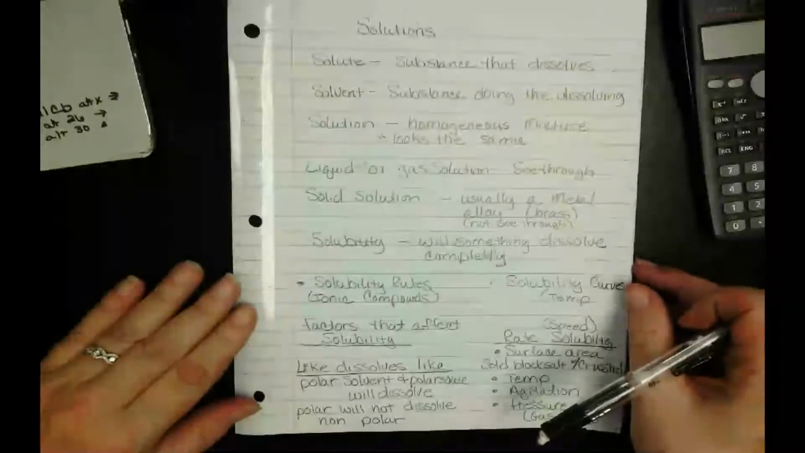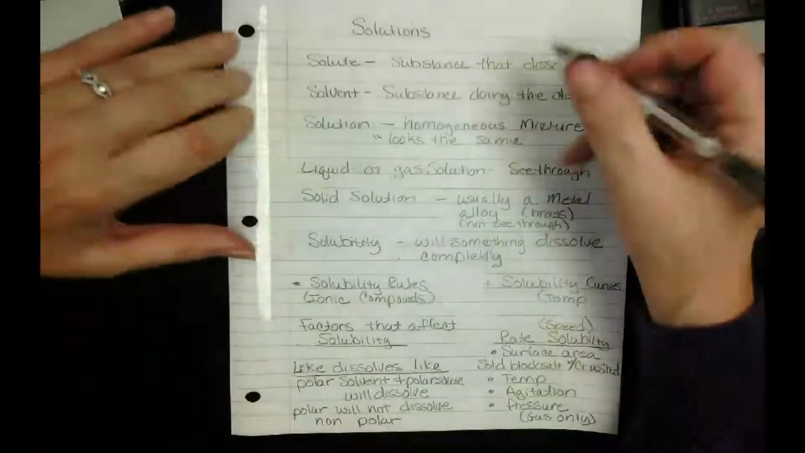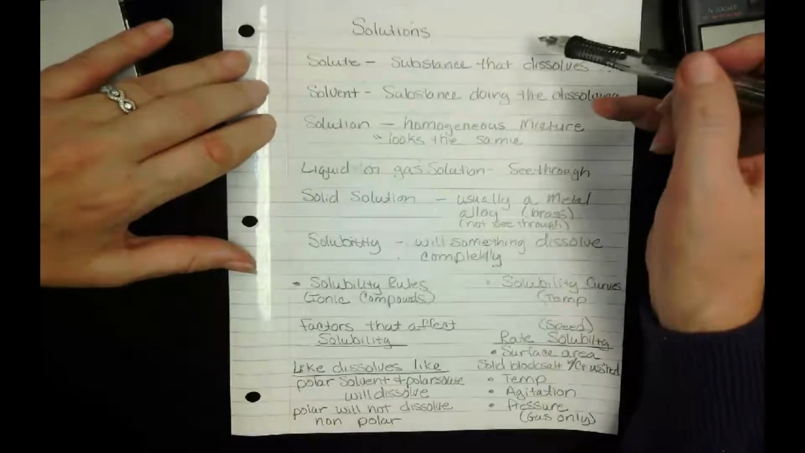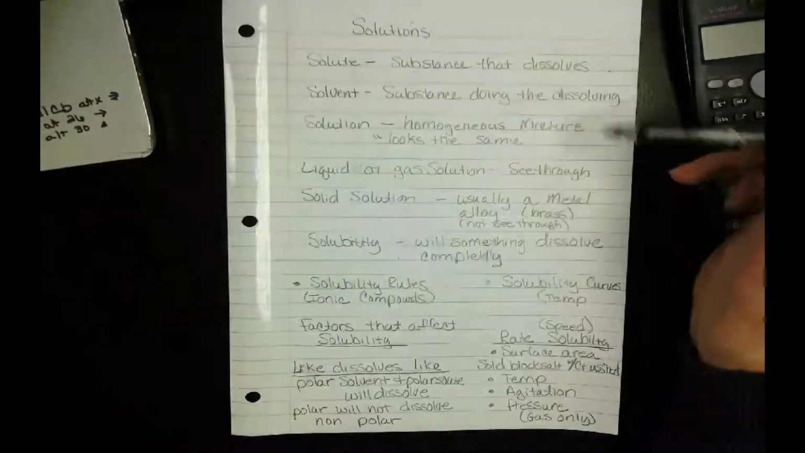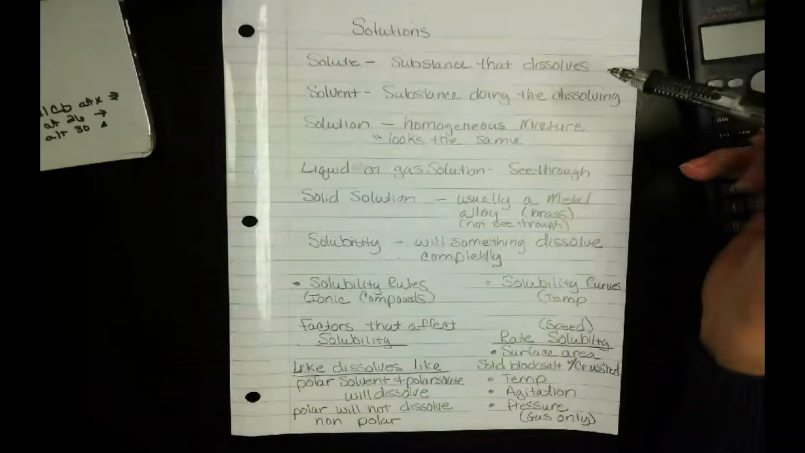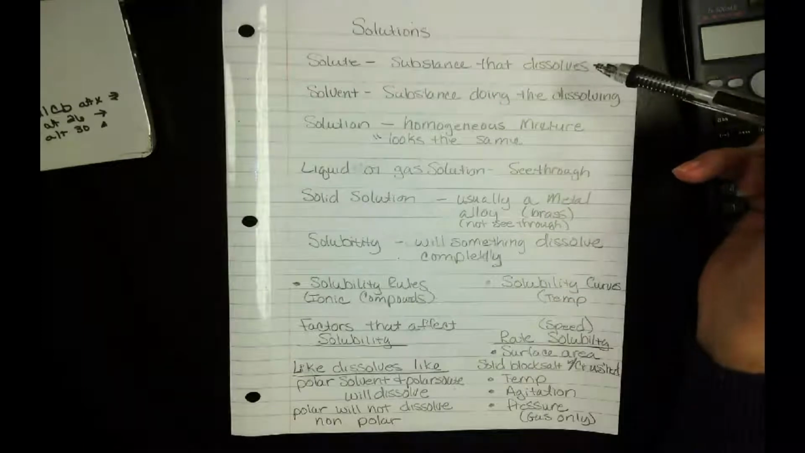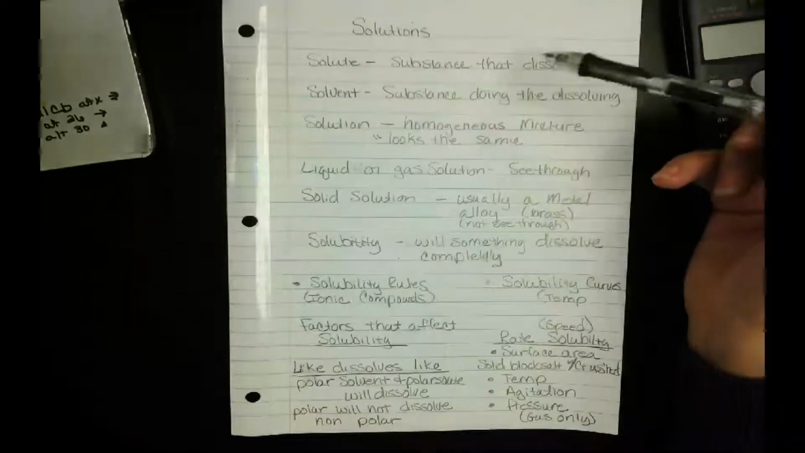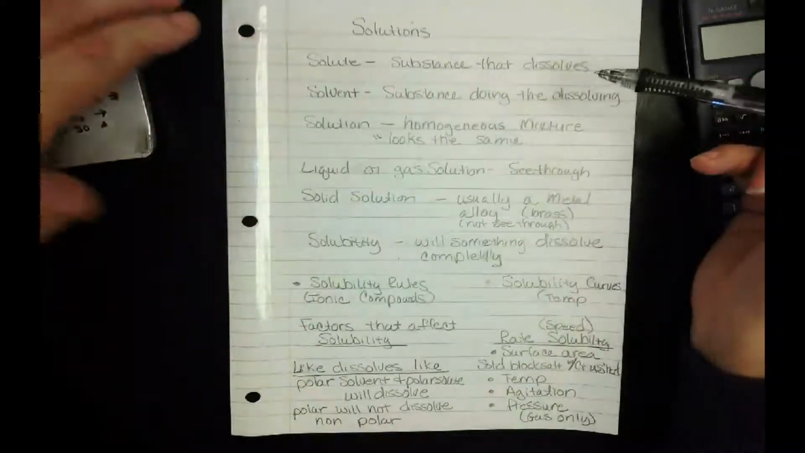Our new unit is on solubility and solutions. There are some terms that you need to know. First of all, we need to think about what are solutions. They are homogeneous mixtures. That means we're dissolving things in other things. So think about dissolving salt in water.